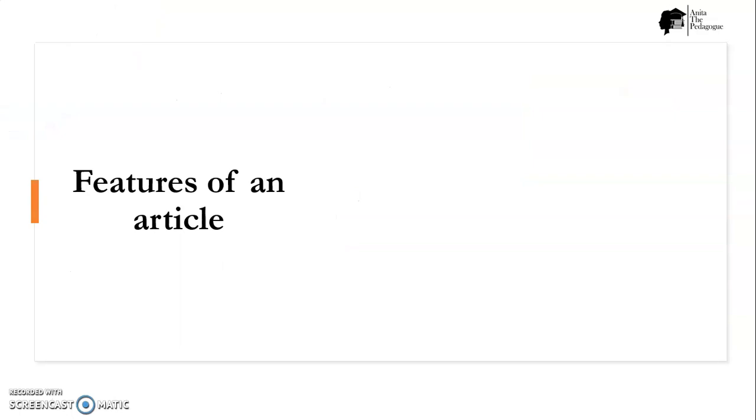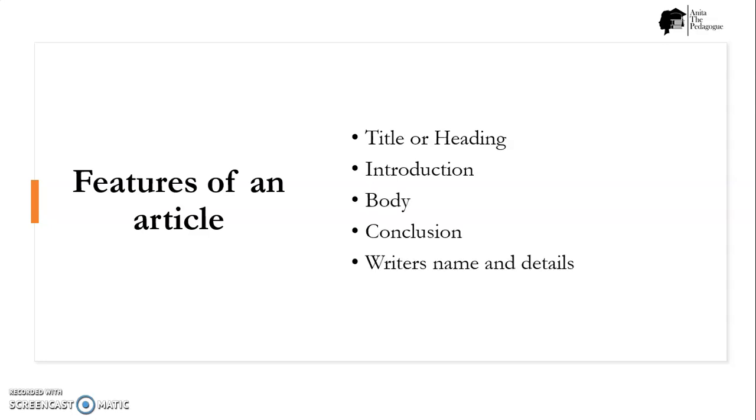Now let's take a look at the features of an article. This will help you to identify an article when you find one. Now an article always has a title or heading. It has an introduction. It has a body and a conclusion. Then finally, the writer's name and details.